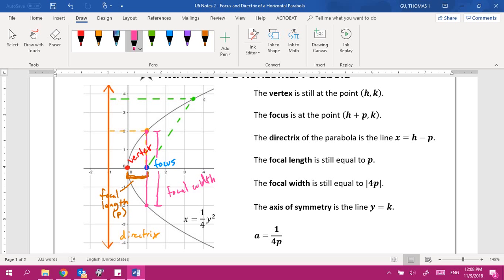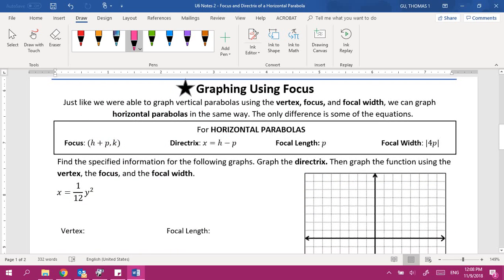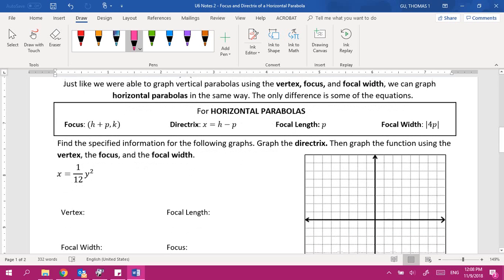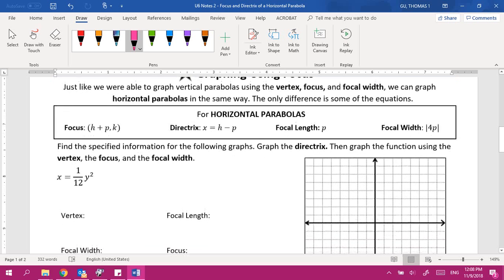Okay, so those are just some attributes, and then let's go straight into some examples. Because, like I said, everything here is the exact same concept as yesterday. The only difference is, do you have a vertical or a horizontal, and then the equations might be different. So, this is graphing using the focus. We did this yesterday with the vertical parabolas as well, and it's the same exact idea.